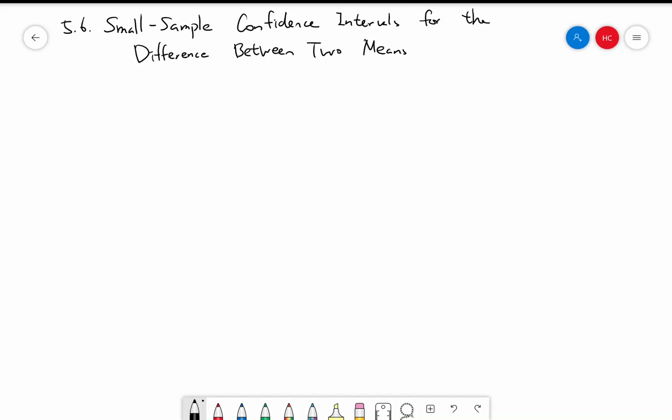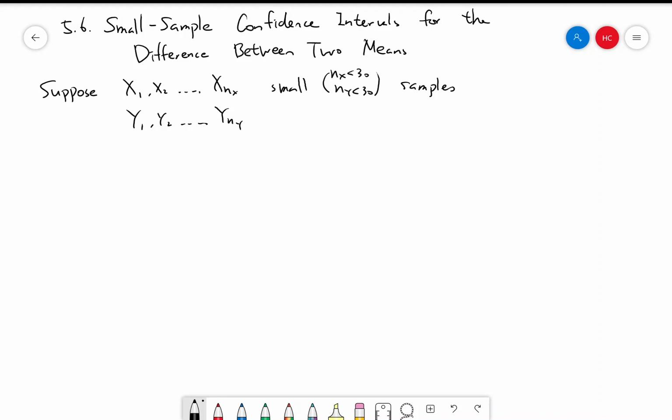Alright, so this is section 5.6, which is on small sample confidence intervals for the difference between two means. Now suppose we have two small samples, x1, x2, all the way to xn, and y1, y2, all the way to ym. And these are small samples, which means the sample size is less than 30, and they are independent.